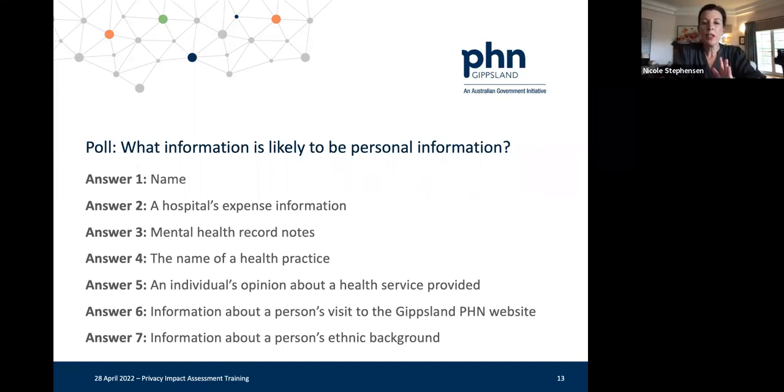In this question, we have name, a hospital's expense information, mental health record notes, the name of a health practice, an individual's opinion about a health service that's been provided, information about a person's visit to the PHN website, and information about a person's ethnic background. Which of these things do you think are likely to be personal information? I'll give you another 20 seconds or so to answer, and then we will move on into those other subsets or categories that I've discussed.